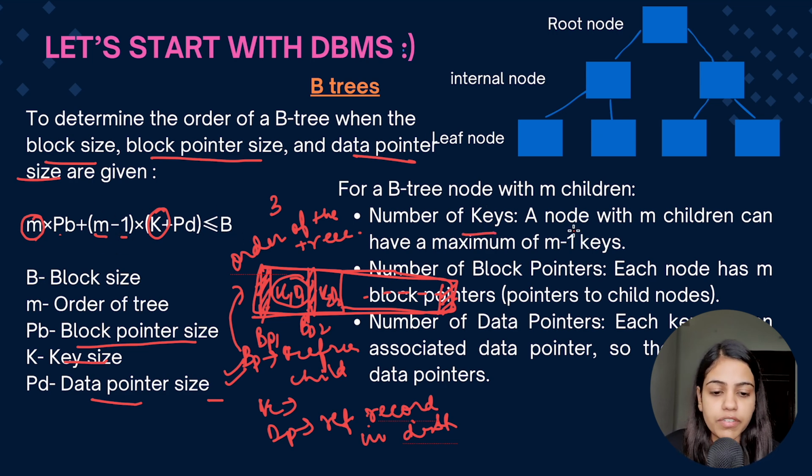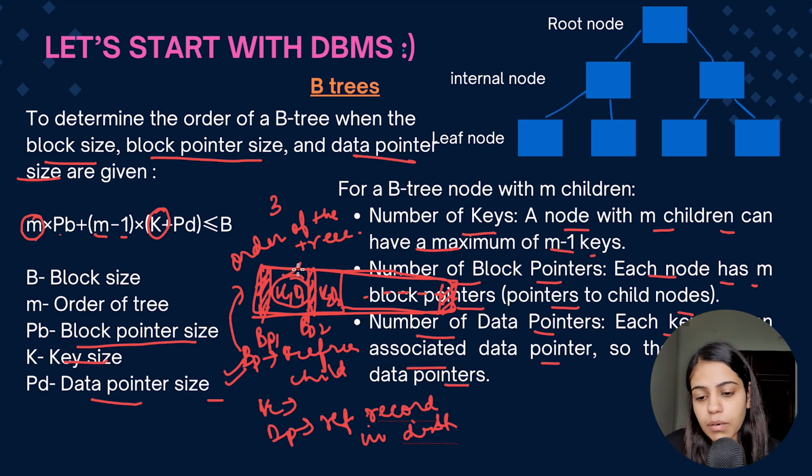So here, the number of keys: a node with m children can have a maximum of m minus 1 keys. Number of block pointers: each node has m block pointers to the child nodes. Number of data pointers: each key has an associated data pointer, so there are m minus 1 data pointers. So the data pointers and keys are always m minus 1, that is 1 less than the block pointers, and the block pointers are always the maximum, the order of the tree, that is x or m.